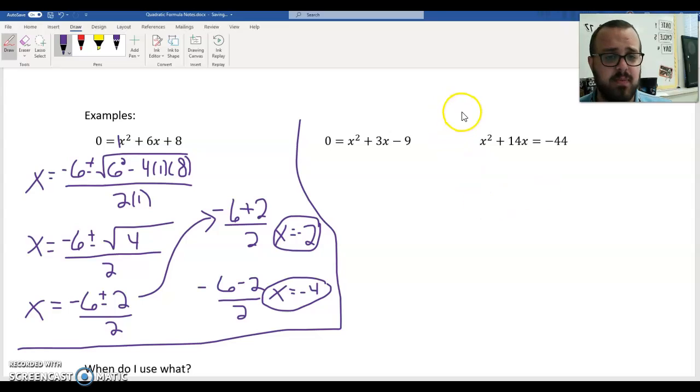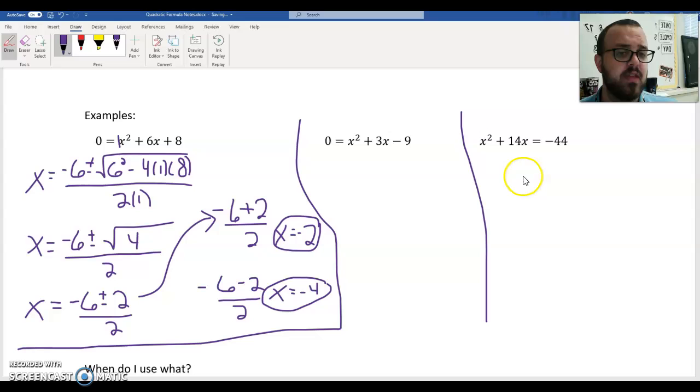Okay. We're going to jump ahead. We're going to do the third one together. I'm going to have you guys do the second one on your own in a moment. Let's do the third one just because there's a slight extra wrinkle of, hey, these things aren't all on the same side. This negative 44 is on the wrong side. I'd want to move this over here by adding 44 to both sides.